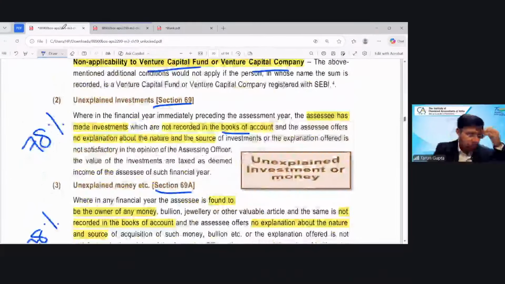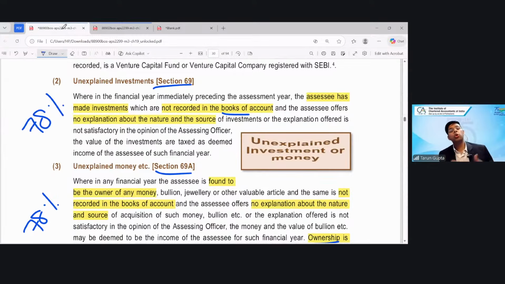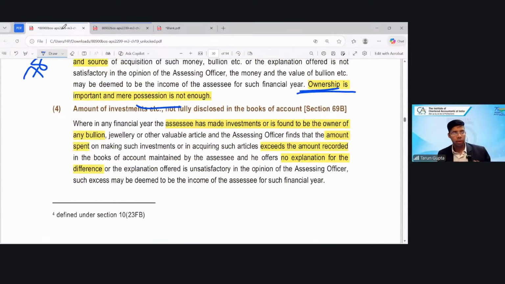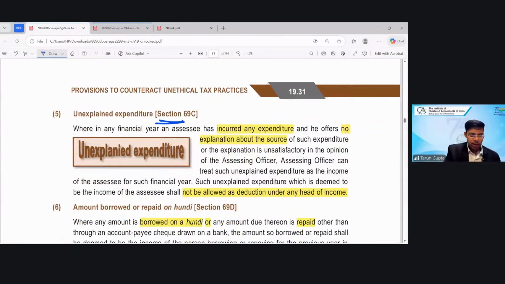In section 69, you did not record the investment or could not provide the source of the asset you owned. But if you partly recorded the investment or partly explained the source, then the other part, for which you could not explain the nature and the source, is taxable under section 69B. Section 69C is the unexplained expenditure. If you have incurred a big, substantial amount of expenditure and could not explain the source of such expenditure, then the amount of such expenditure shall be deemed to be your unexplained income, taxable under section 69C at the rate of 78%.